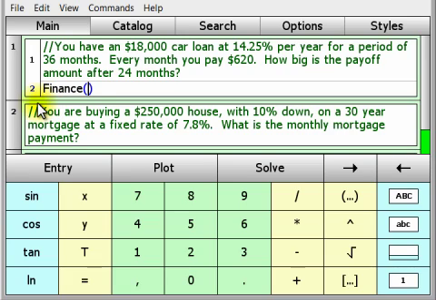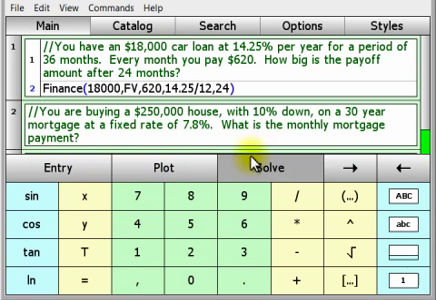As we're going through this, the present value is $18,000. In other words, that's the size of the loan. We're going to calculate the future value, which is the size of the loan after having made 24 payments. Our payment amount is $620. Remember, that's positive for a loan. 14.25% divided by 12 is the interest rate per period, with 24 total payments having been made. In other words, we want to look at this loan 24 payments later.